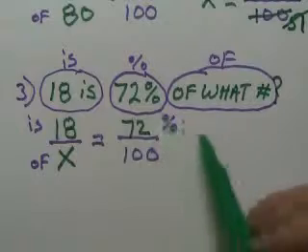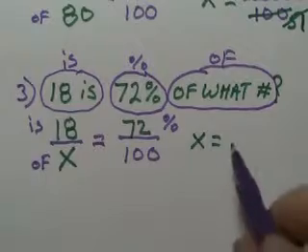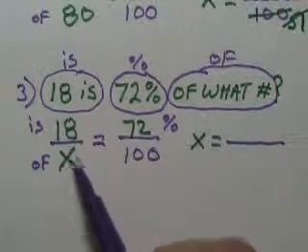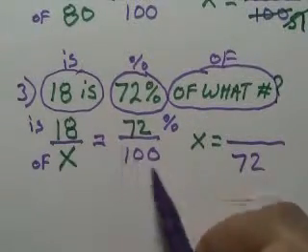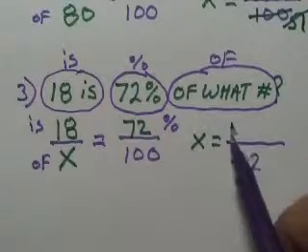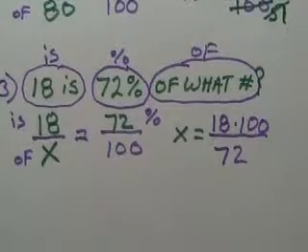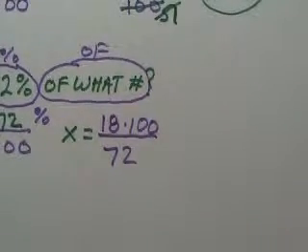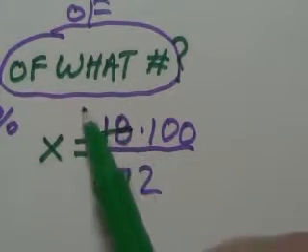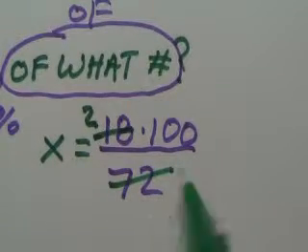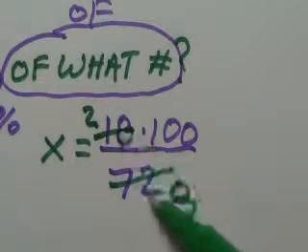Okay, our last problem, number 3. Set this up. Let's see. I want to find the of number. So diagonal of that, 72. That goes on the bottom. The other pair goes on top, 18 and 100. And now I simply reduce. Now I know that 9 goes into 18 and 72. 9 goes into 18 twice, and 9 goes into 72 8 times. You know what? I could have even taken this farther. I guess I could have used 18 into 72.